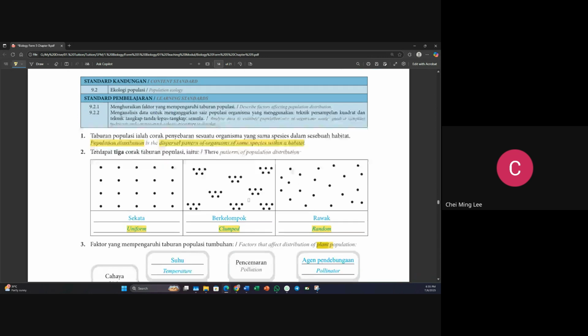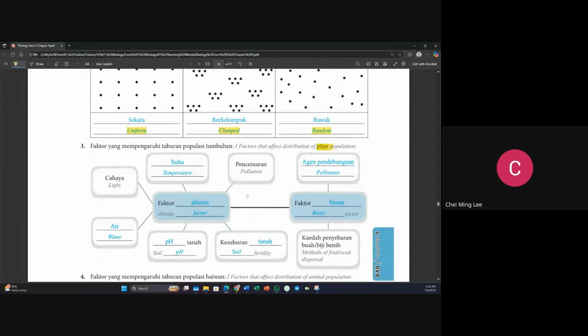Random means that no pattern or trend can be traced. Now, let's see the factors that affect the distribution of plants. For the abiotic factors involved: temperature, light, water, soil pH, soil fertility, and pollution. And then for the biotic factor, there are pollinators.